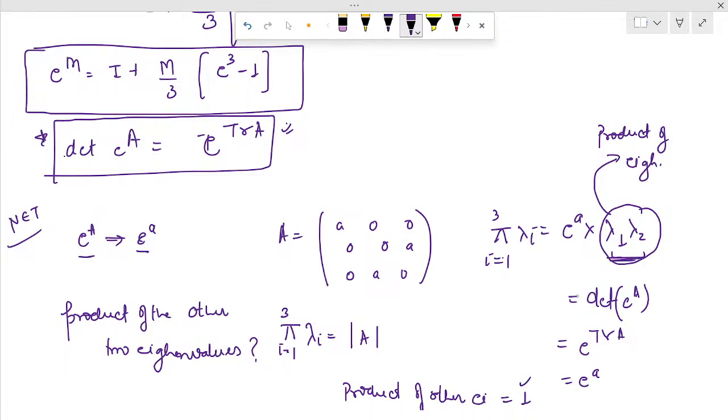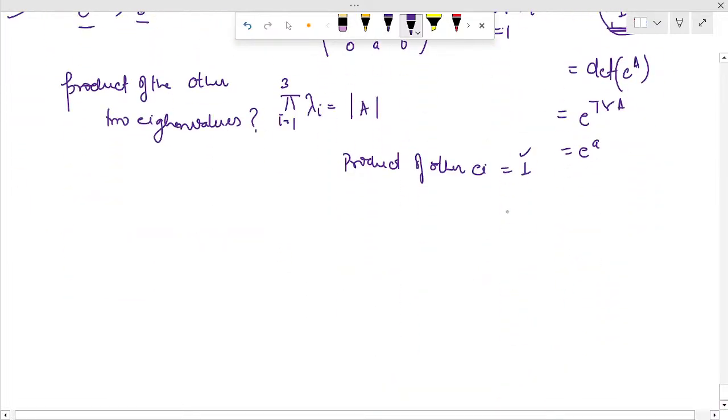Okay, if you compare both of them, you know that the product is e power a into this, which is equal to e power a. So this e power a gets cancelled. So your product of other two eigenvalues would be simply 1. Is that clear or not clear?